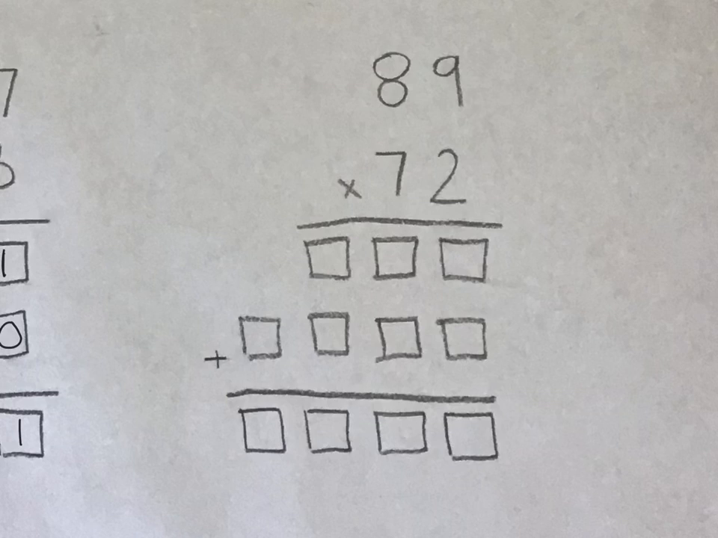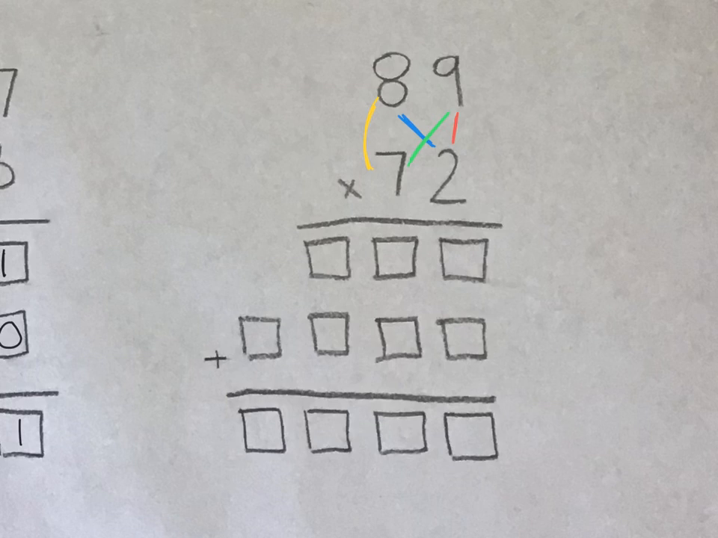So even though it's got some more complicated numbers in this problem, it's still going to be the exact same process. We're going to multiply the 1s times the 1s, the 1s times the 10s, the 10s times the 1s, and the 10s times the 10s. So let's go ahead and get to it.